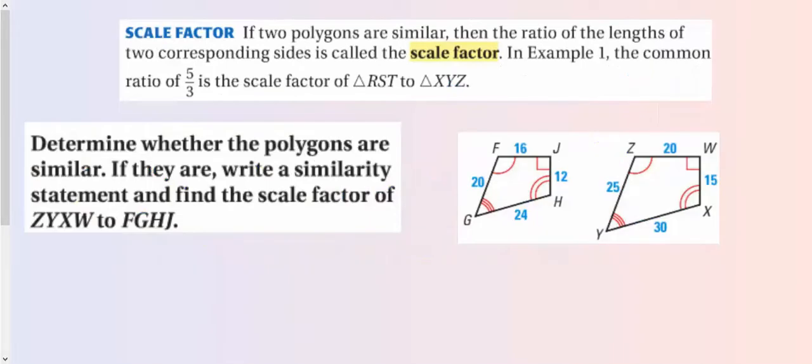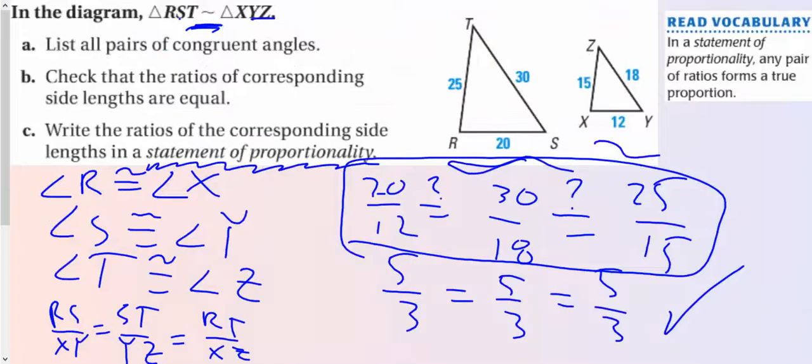If two polygons are similar, then the ratio of the lengths of two corresponding sides is called their scale factor. We talked about the scale factor yesterday, and make sure when you're writing your scale factor, if they tell you a specific order, your scale factor has to go in that order. So RST to XYZ, using this example, it's 5 to 3. If they said XYZ to RST, then it'd be 3 to 5.